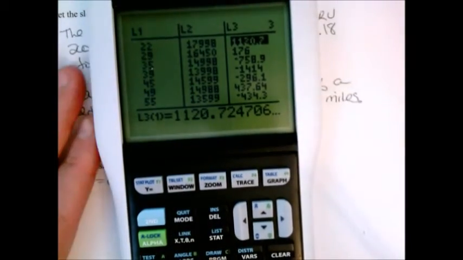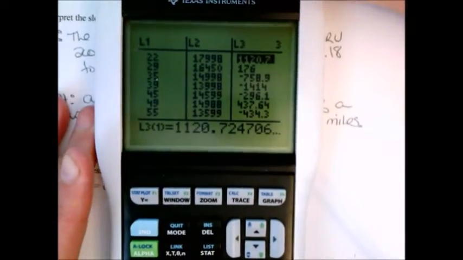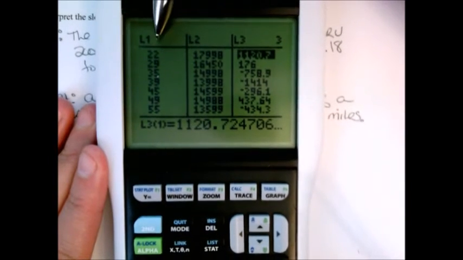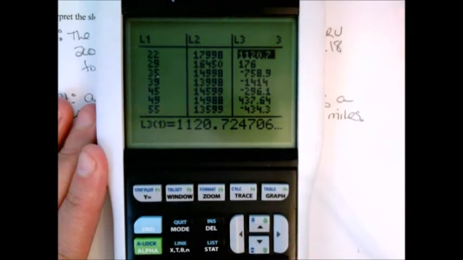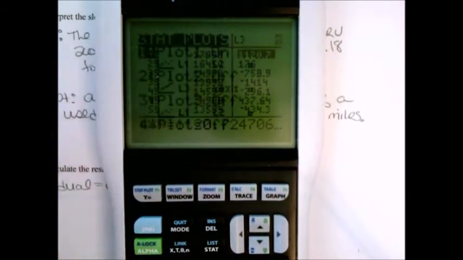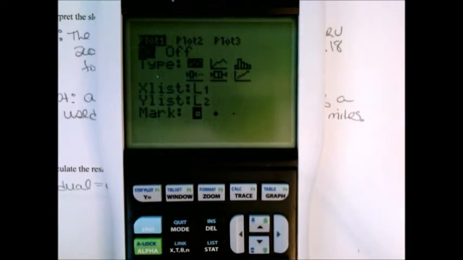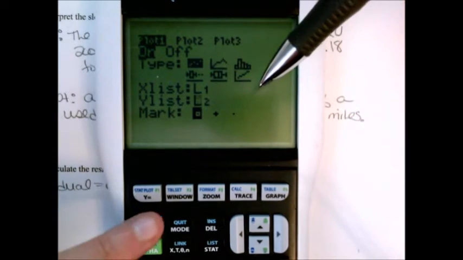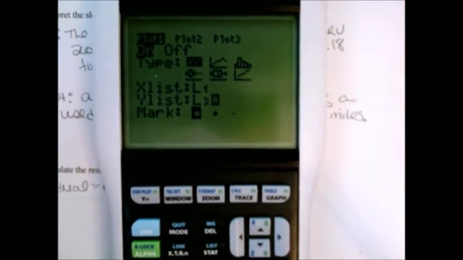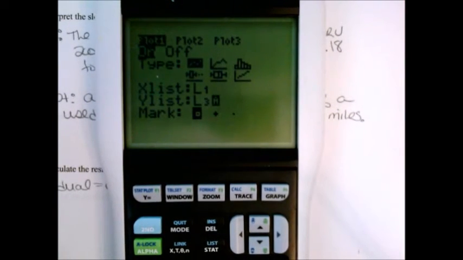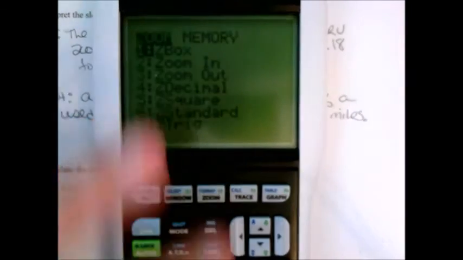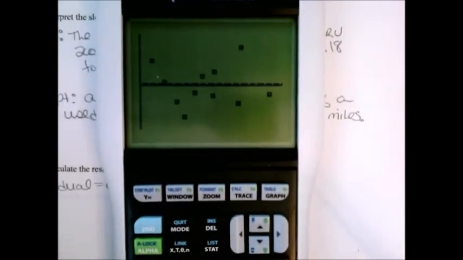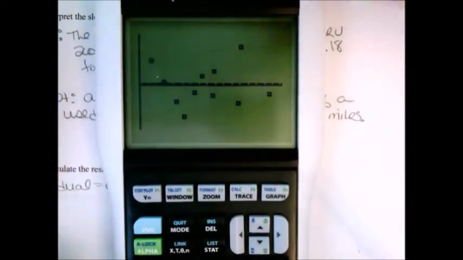Now let's go turn on our stat plot and see what that looks like. So now we're going to see L1 versus L3. So go back to second y equals, stat plot on, scroll down, and instead of your y list, you're going to put your L3 list, because that's where we put the residuals. And get out of that screen. Some of you might have to quit first. Zoom 9. That's your residual plot. That's what that looks like.